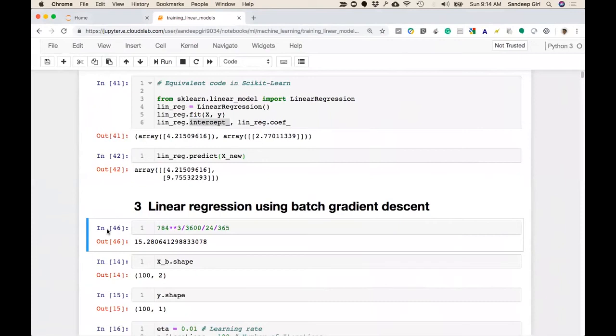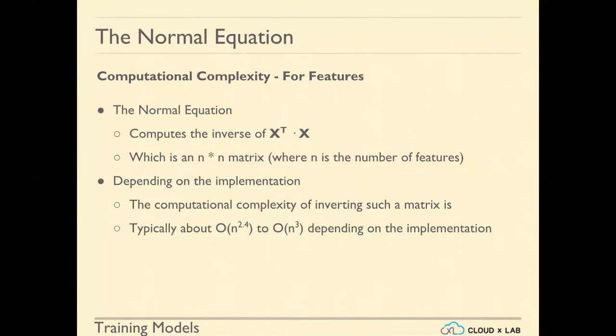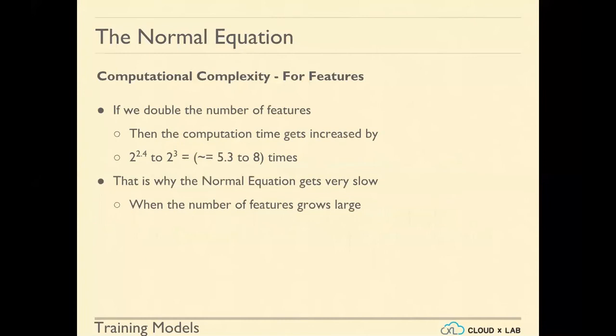All right, it's important to feel the meaning of O(n cube) by trying this kind of manipulation the way I just did, by increasing the number and seeing what happens. It's very important to know the complexity and its impact. The complexity of the normal equation is high, therefore it's not practical to use when the features are huge. If you double the number of features, the computation increases by 8 times, and if you make the features 10 times, the time increases by 1,000 times. That's why the normal equation gets very slow when the number of features grows larger.